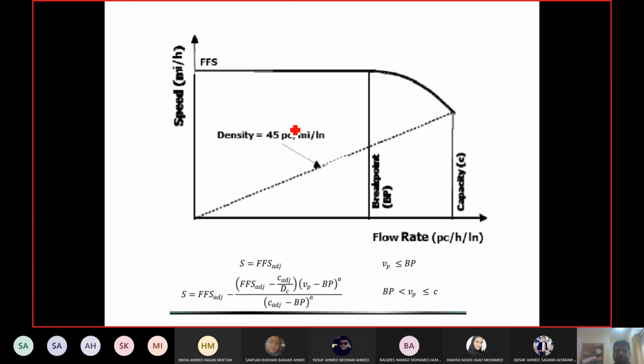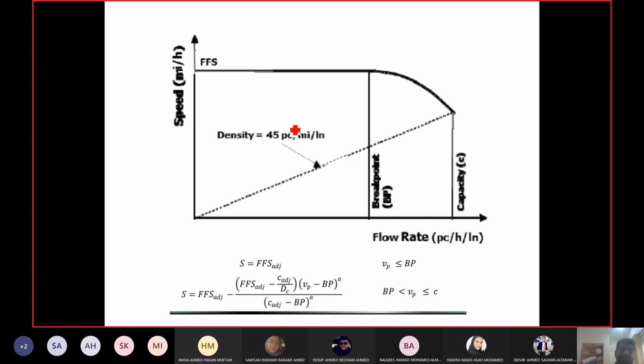Density is flow upon speed. So if you take the slope of this line and do the inverse, it will give you 45. So this is how they are getting the value of density, or they are linking the density to this graph. This is the inverse of the slope of the line on this graph. So you plot a line from the origin to the capacity, so it will have a slope or inverse of slope equal to 45.